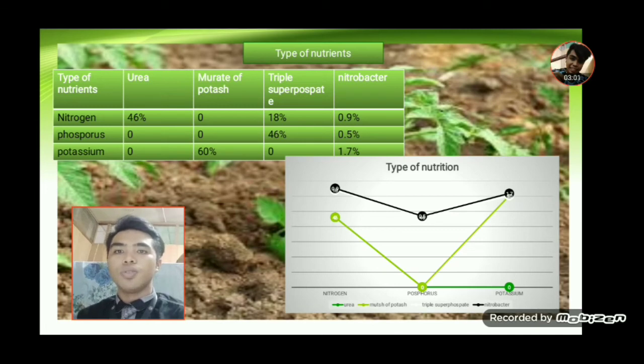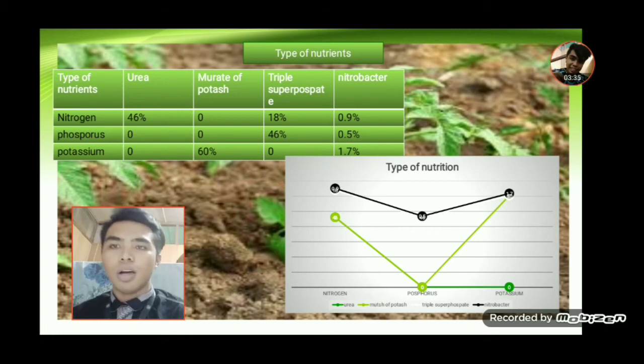We go to the material triple superphosphate. We see the nitrogen is 18% and phosphorus 46%, and potassium is 0%. And the last, we see the Nitrobacter. The Nitrobacter has a content of nitrogen 0.9%, phosphorus 0.5, and potassium 1.7%.